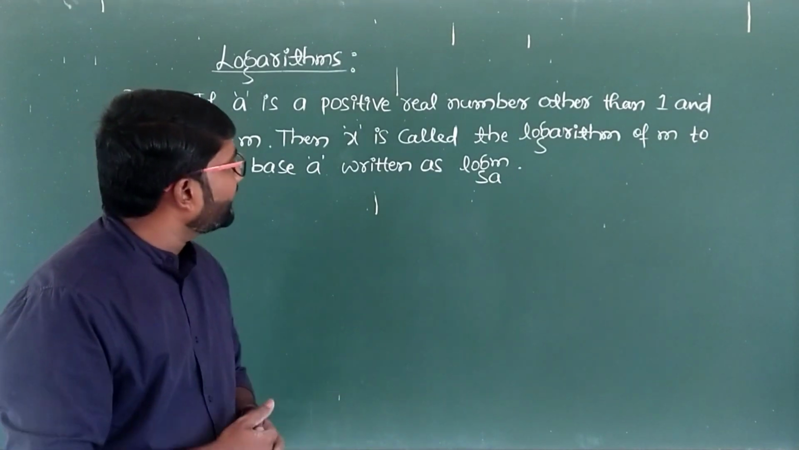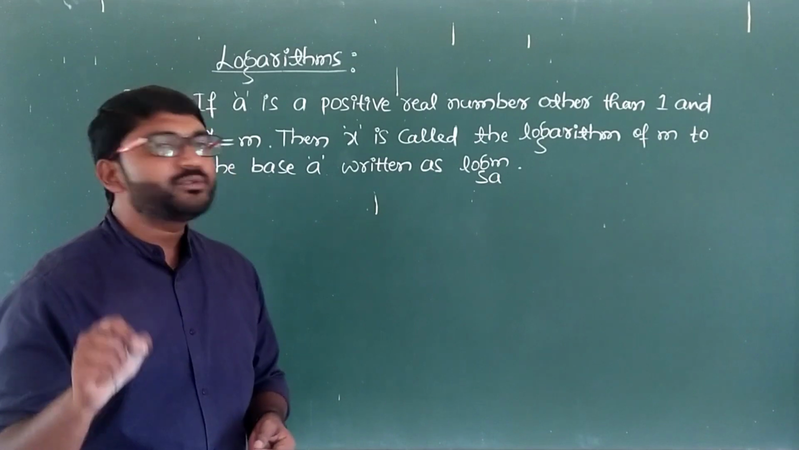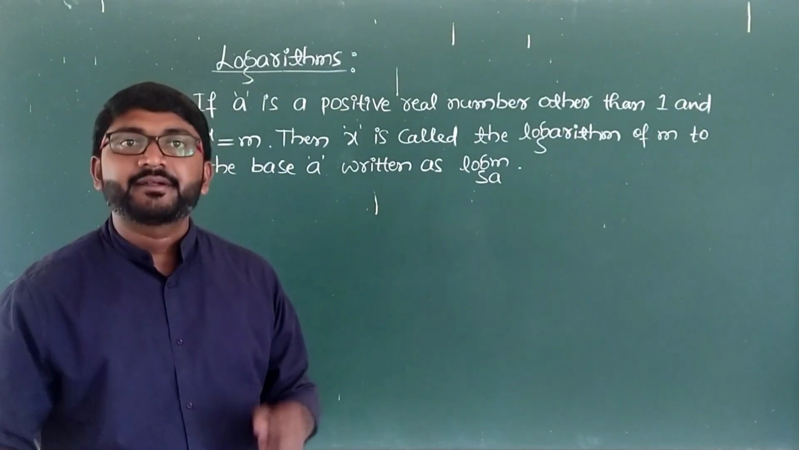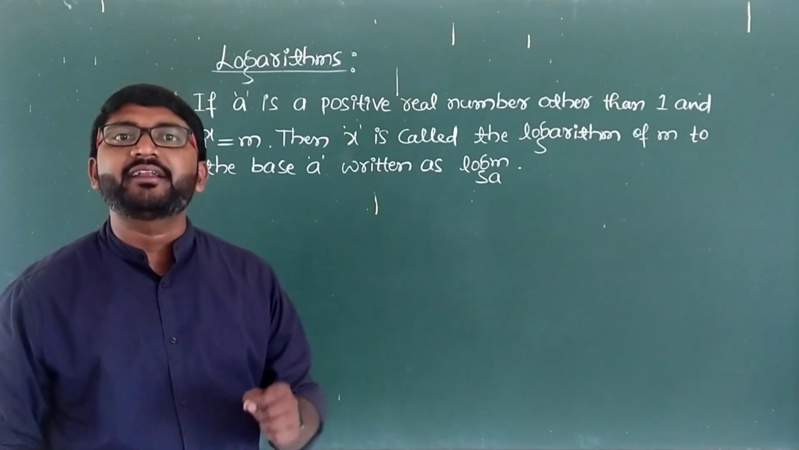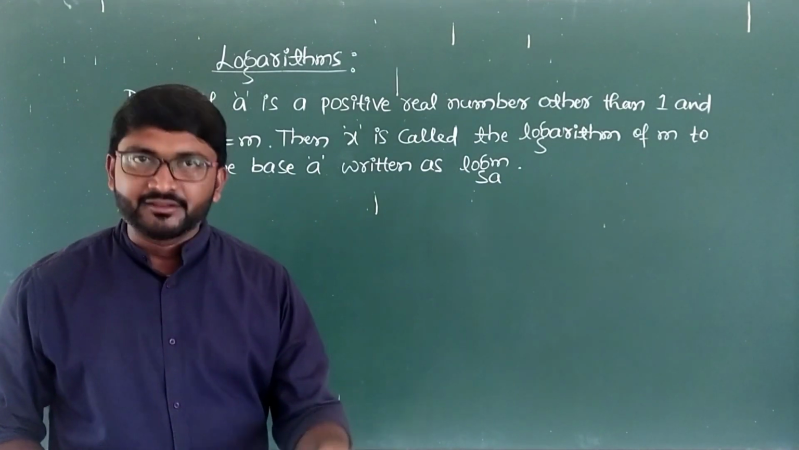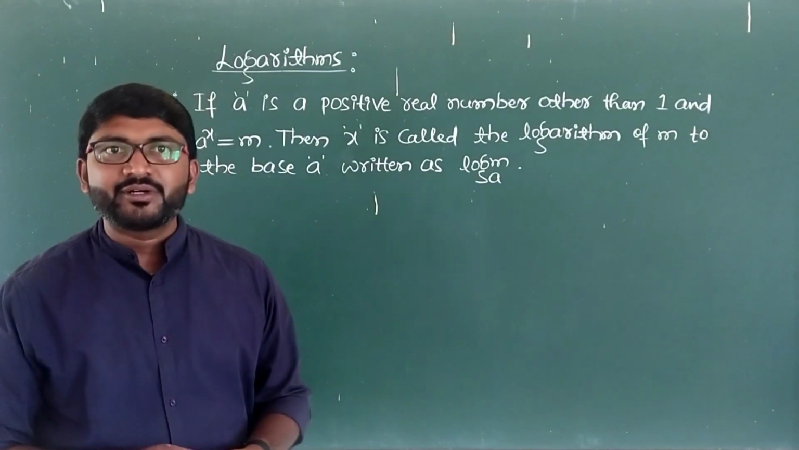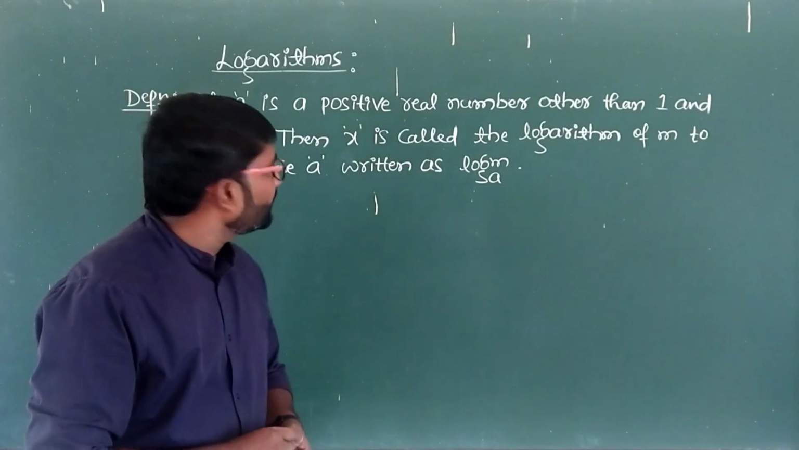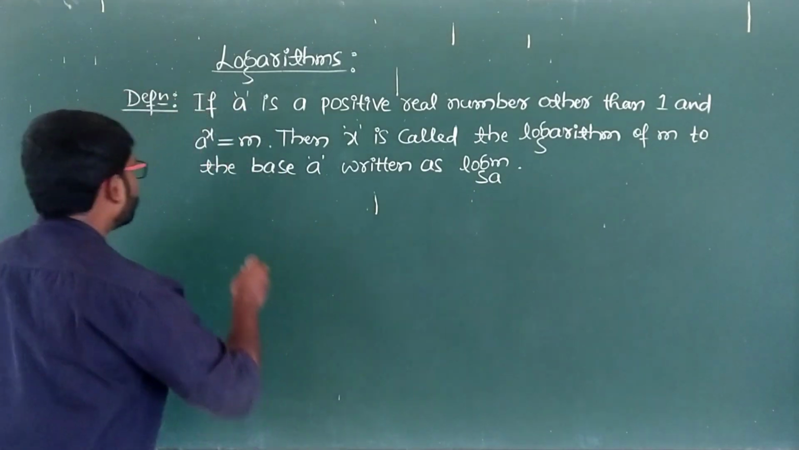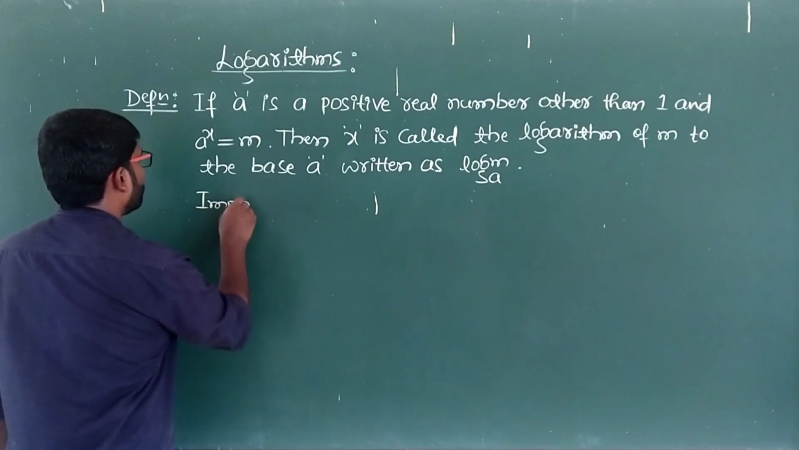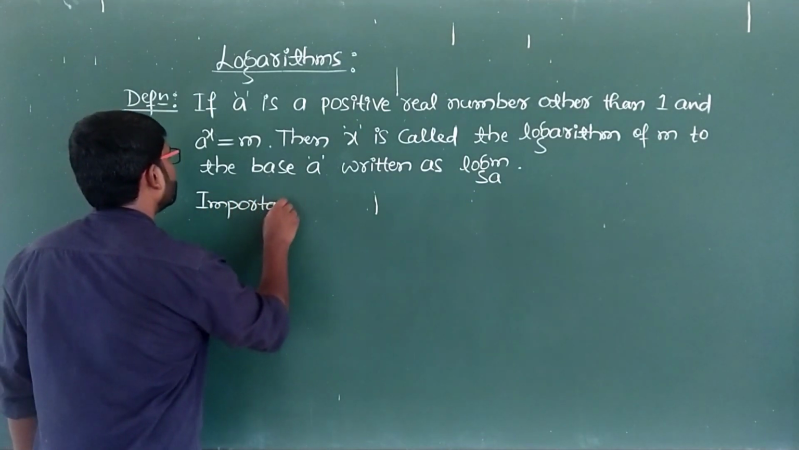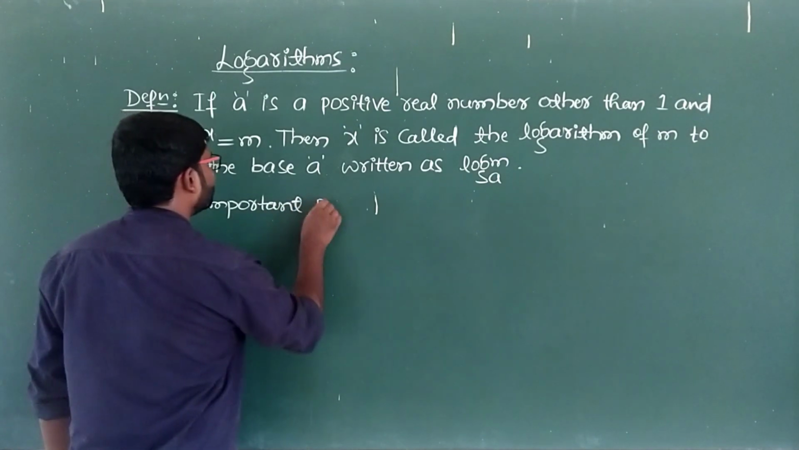The fourth point is that log m to the base a exists if and only if m is greater than 0, a is greater than 0, and a is not equal to 1. So these are the four important points. Let us list them out one by one.